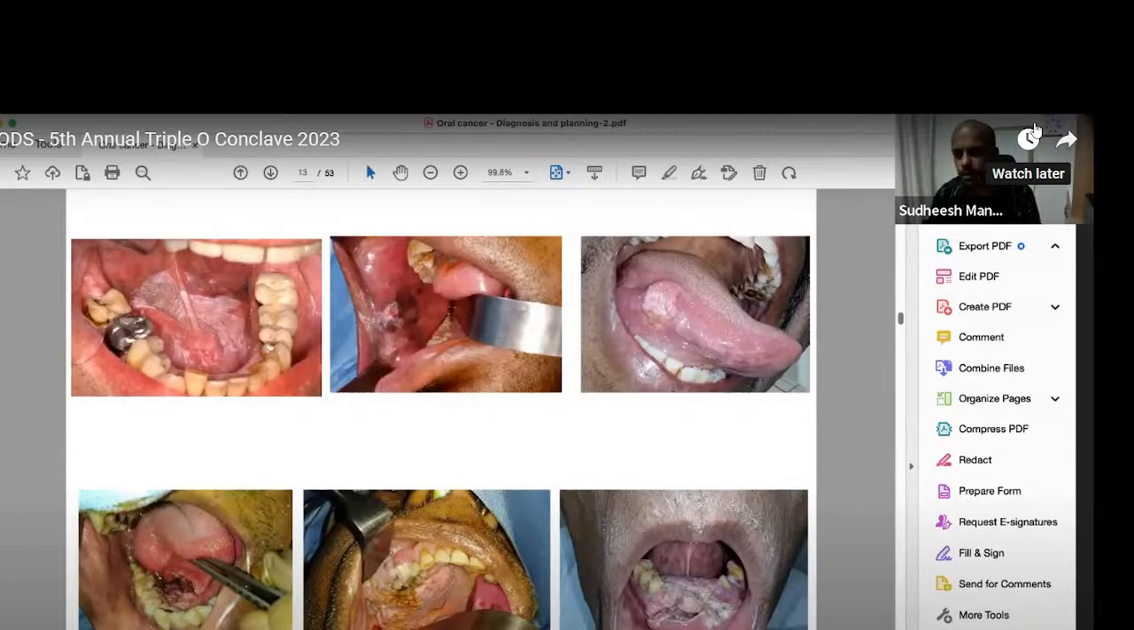So dysplasia you can only evaluate under a histopathology evaluation. So always do a biopsy before managing a patient with oral potentially malignant disorder. So where to take a biopsy?